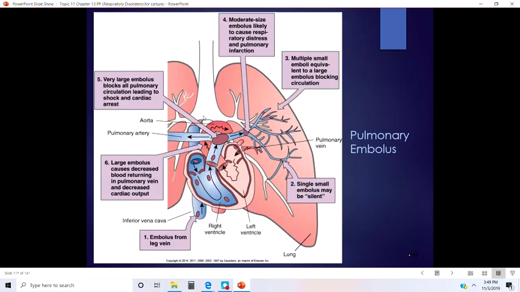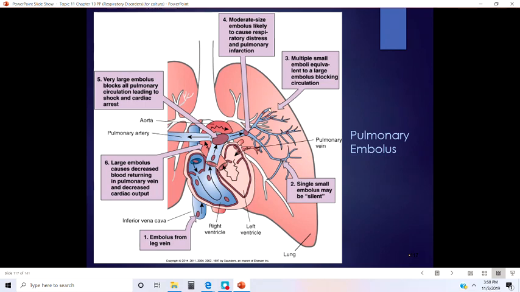So let's take a look at some of the different places that we can have an embolism. What they're showing you here is a blood clot coming from the legs, right? This is the inferior vena cava coming up. It's going to dump the blood into the right atrium, and then from there the clot will go into the right ventricle, right? Here's the pulmonary trunk. Here's your pulmonary arteries taking the clot to the lungs. So if it's a single small embolus like right here, it may be silent, right? Just maybe blocking a small area of the lung, and there may not be any real symptoms.